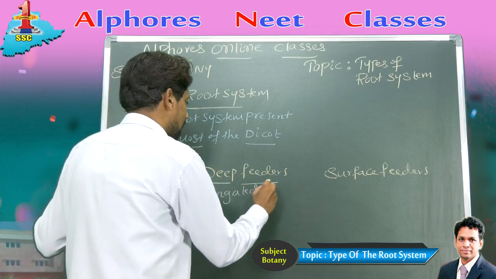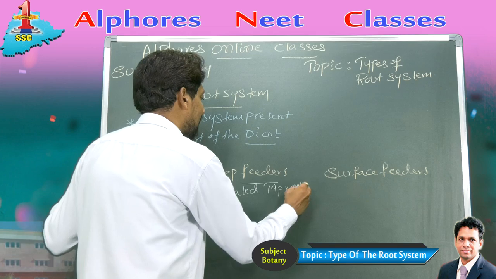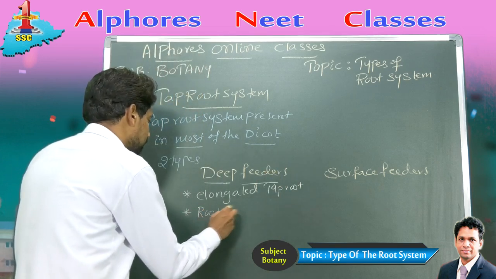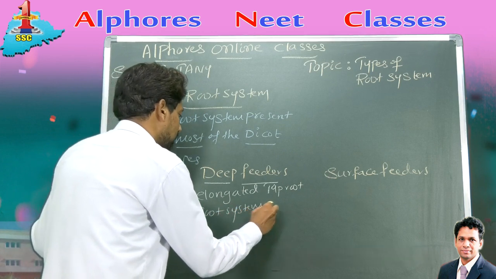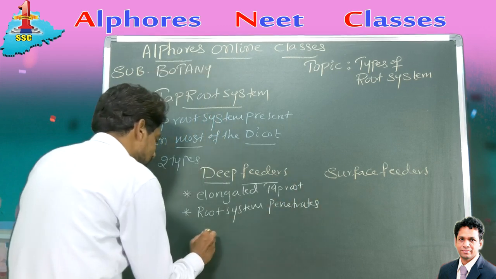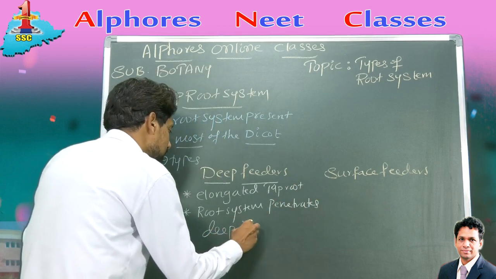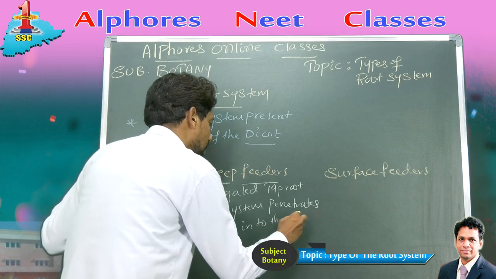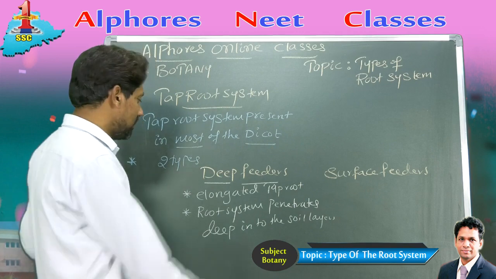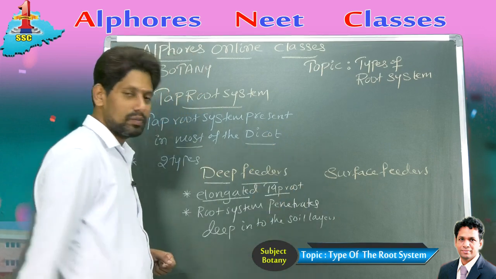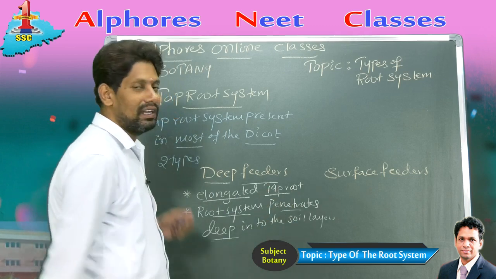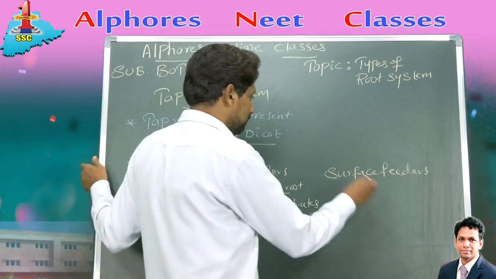Therefore, in deep feeders, there is an elongated taproot. The root system penetrates deep into the soil layers. Is this statement okay? Therefore, an elongated taproot is present and the root system is going to penetrate deep into the soil layers. Now go for number 2.